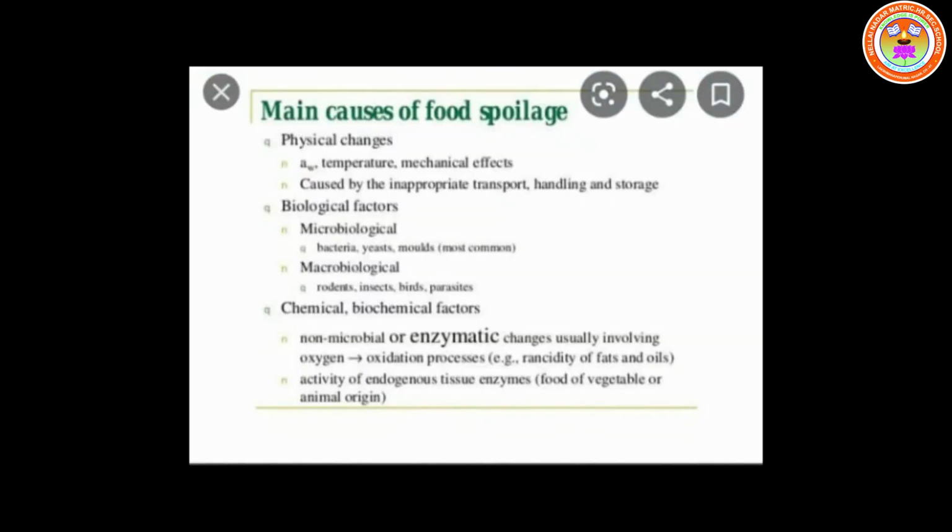Main causes of food spoilage: physical changes, temperature, and mechanical effects caused by inappropriate transport, handling and storage. Biological factors: microbiological factors are caused by bacteria, yeast and molds. Macrobiological factors are rodents, insects, birds, parasites. Finally, biochemical factor is caused by enzymatic reaction.